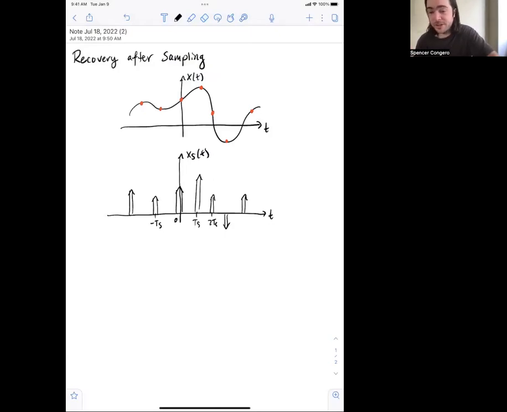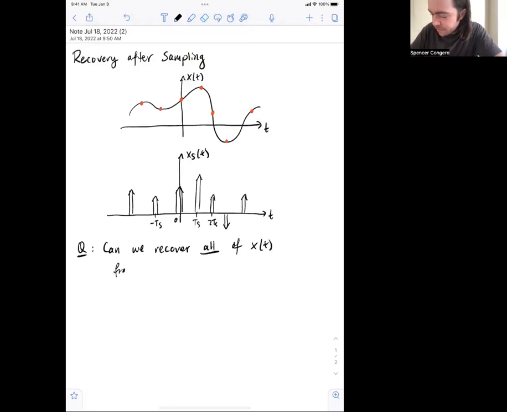If you're just looking at it for the first time, it seems really complicated. How could we possibly fill in between all those samples? Turns out it's actually not so complicated, and we're going to do that today. And there are going to be certain conditions under which this is possible. But for now, we're just asking the question, can we recover all of x of t from knowing just the sampled version? And it turns out under certain conditions, the answer is yes. And those conditions are pretty general, actually. It's not too restrictive.